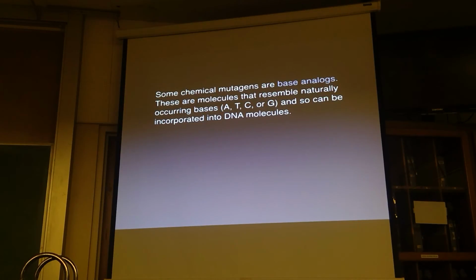There are a group of chemicals called base analogs. This is a kind of a large group of mutagens. There's a lot of specific chemicals that fall into this category. A base analog is a chemical that is structurally similar to a naturally occurring base. So the bases are adenine, thymine, cytosine, and guanine. A base analog has a structure very similar to one of those, and consequently can be incorporated into DNA in the place of one of those.